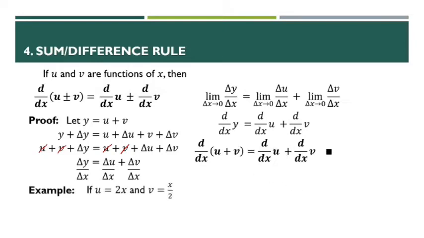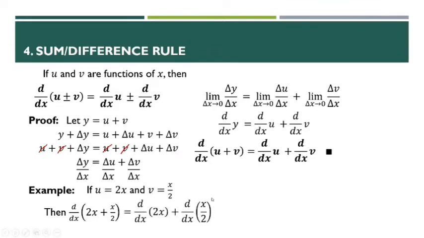Example, if u is equal to 2x and v is equal to x over 2, then the derivative of 2x plus x over 2 is equal to the derivative of 2x plus the derivative of x over 2. And since ito ay nakuha na natin on previous examples, so 2 times the derivative of x plus 1/2 the derivative of x. We have 2 plus 1/2, which is 5 over 2.